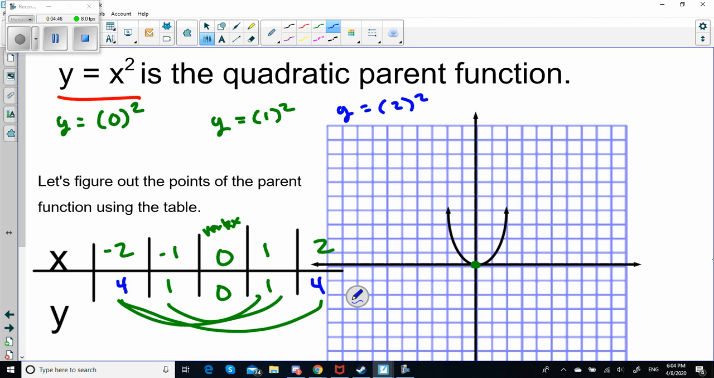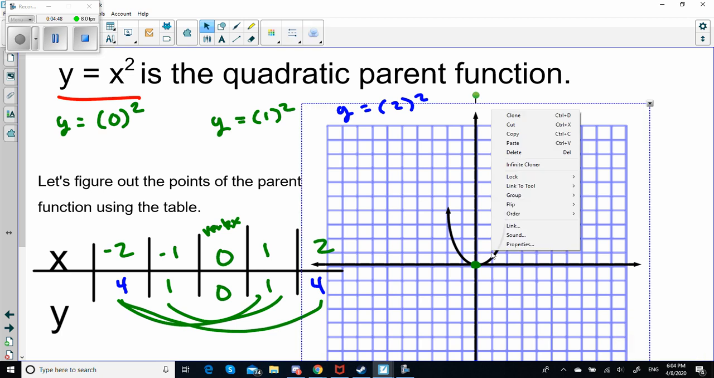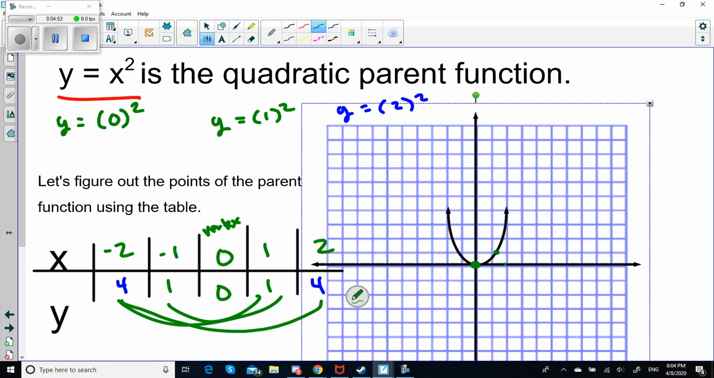So you can see (1, 1) is my first point. Having trouble with my pen. There we go. And (2, 4) are my second set. And this is the parent function.